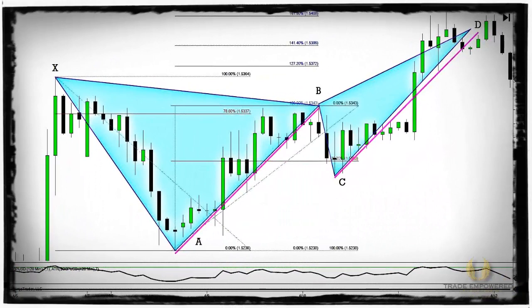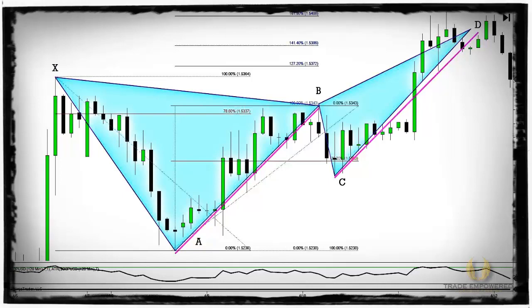The next pattern I want to talk about is the butterfly pattern, and I want to preface this training lesson by saying that the butterfly is not a personal favorite of mine, and it's not because the pattern isn't a good one. It's not because the pattern isn't profitable. Actually, historically, it's been shown to have a really good risk reward. The issue I have with it is how it completes.